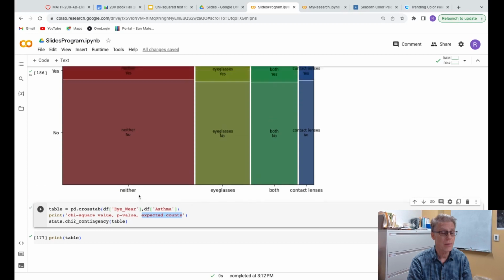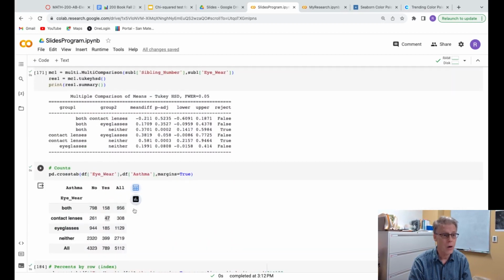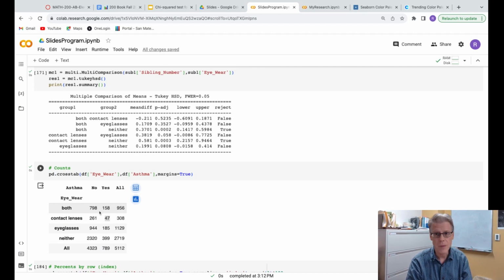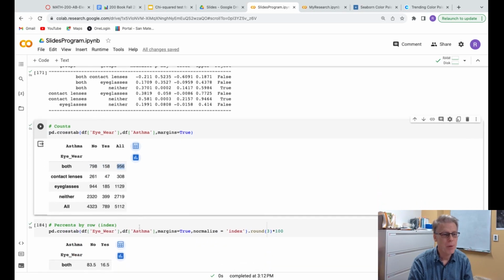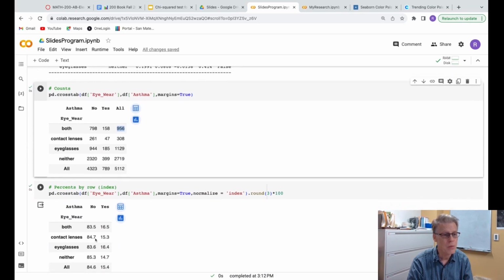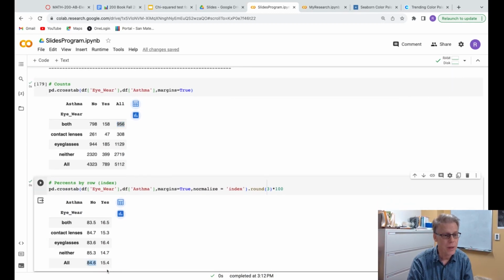So the stuff that we were looking at over here is the observed counts in our sample, and the expected counts are basically going to calculate what would these be if you had 956 people in this both category, and the percentage of no's was exactly what it is for the whole data set.